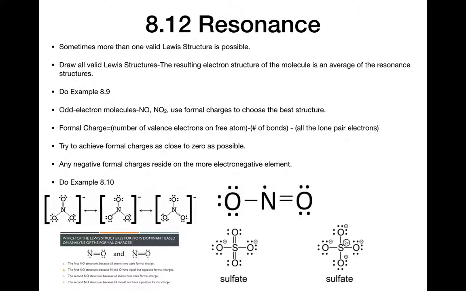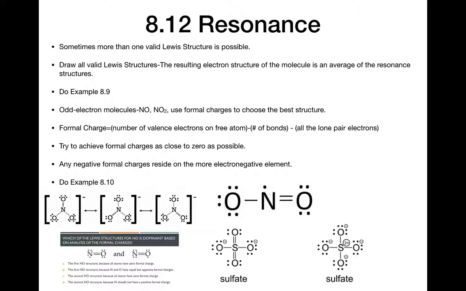The fact is, it actually appears, according to measurements, to be averaged out over those 3 locations. In other words, instead of being a double and 2 single bonds, you actually get 3 1 1/3 bonds. The NO bonds are all equal in length and stronger than a single bond.